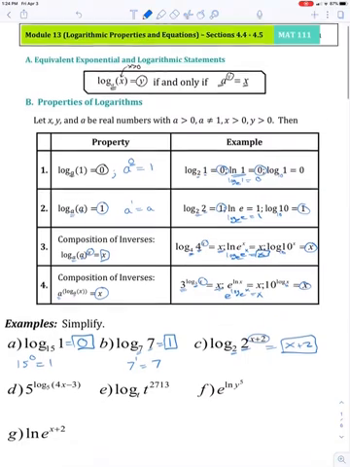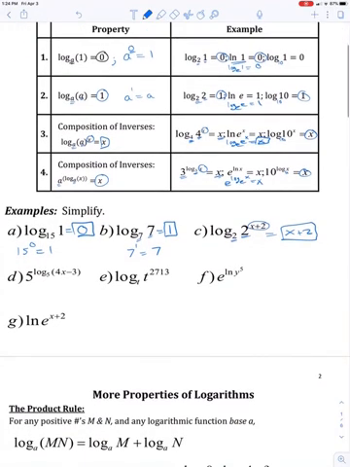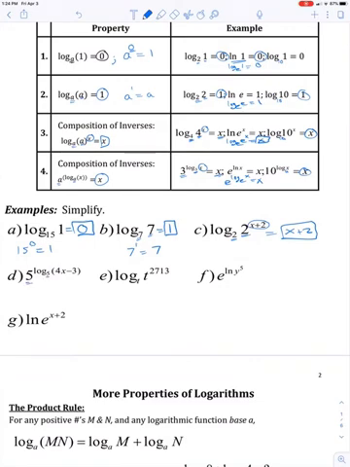How about example D? We've got 5 to the log base 5 of 4x minus 3. These are identical, so it simplifies to 4x minus 3. They wash out. All that's left is what you're taking the log of. Same base rule here in E. Log base t of t to the 27/13 simplifies to 27/13. They wash out. That's all that's left.